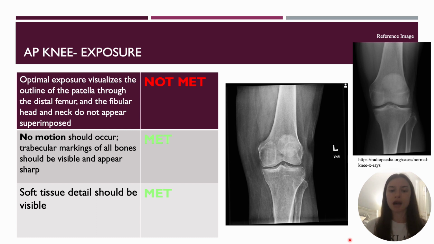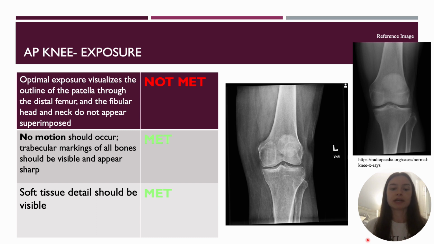So I did say not met for this one, although you can see the outlined patella really well through the distal femur. That fibular head and neck is superimposed a good amount. If you look at the reference image here, there's only a little bit of superimposition going on and a lot of space in between that tibia and fibula, but on this image, there's not as much space and there's more superimposition, which means that a little bit of rotation may have been the case here.